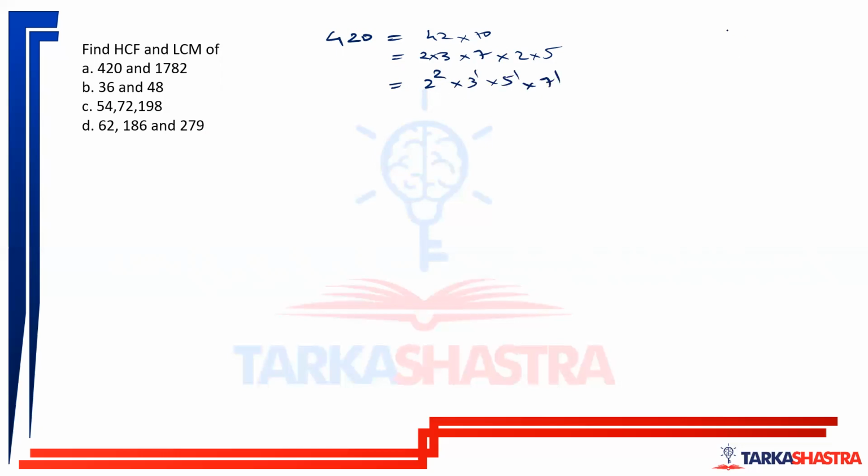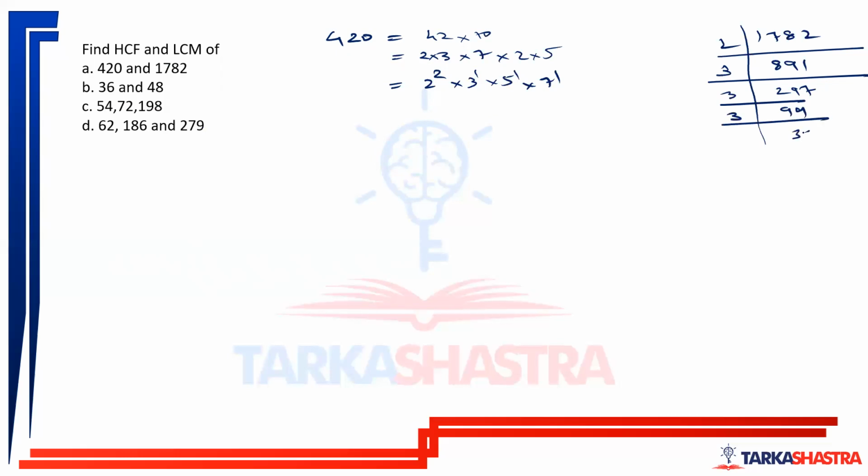Then 1782. We'll have to do it in this fashion, because it is a very big number. So 1782 divided by 2 is 891. Then we'll have to divide by 3 because it is not divisible by 2. 891 divided by 3 is 297. Again divided by 3, 99. Again divided by 3, 33. Again divided by 3, 11. Now divided by 11, 1. So the prime factorization of 1782 is 2 raised to 1, 3 raised to 4, 11 raised to 1.